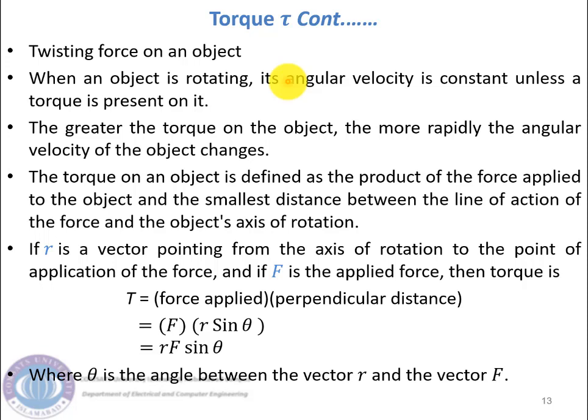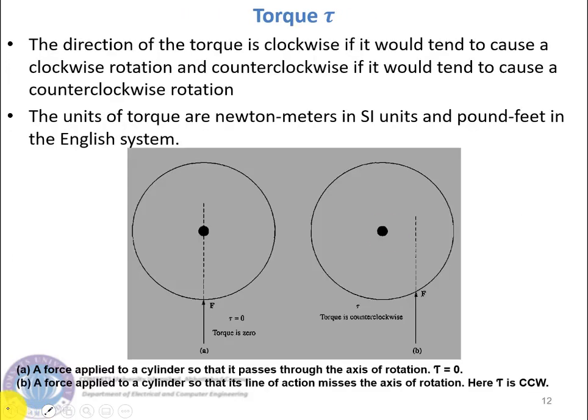The torque on the object is defined as the product of the force applied to the object and the smallest distance between the line of action of the force and the object's axis of rotation. If r is the vector pointing from the axis of rotation to the point of application of the force, and F is the applied force, then torque is force applied times perpendicular distance. The perpendicular distance is r sine theta, so torque equals r F sine theta, where theta is the angle between the vector r and the vector F. So this would be the situation. Let me choose the pen here. So this will be the situation.